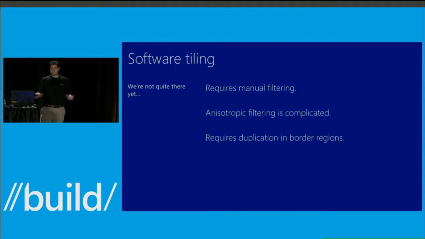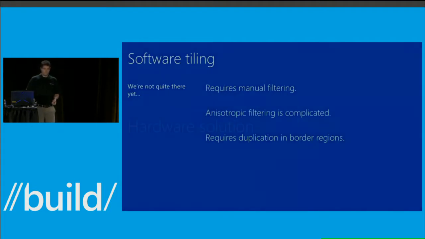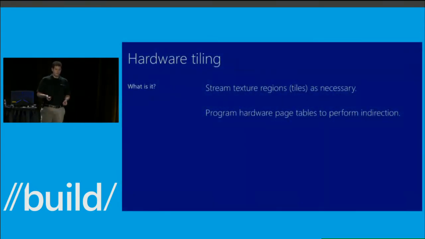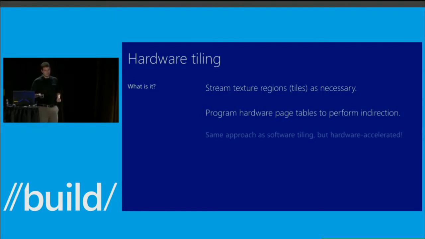So wouldn't it be nice if we didn't have any of these limitations and it was just supported in hardware? Well, now it is. With hardware tiling, it's basically the same approach for software developers as software tiling, except that by using a hardware programmable page table, you don't have to have your own lookup texture, and therefore you don't have to have border regions as well. So let's take a look at how hardware tiling works.